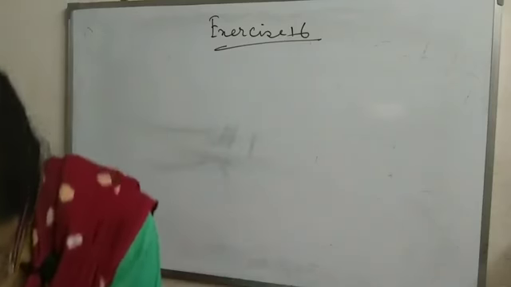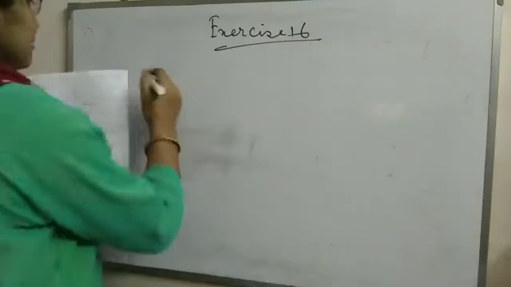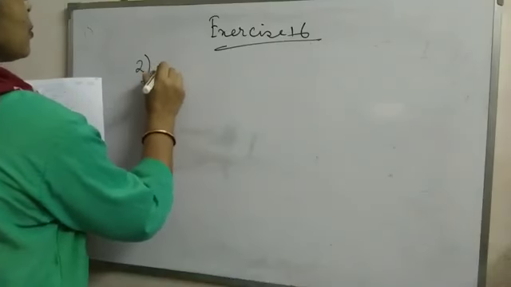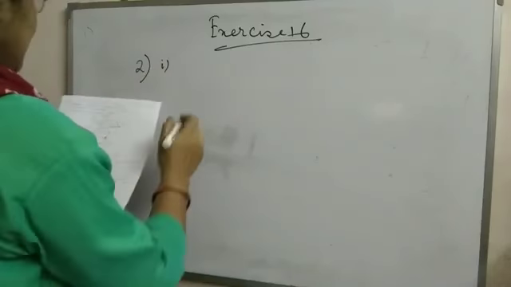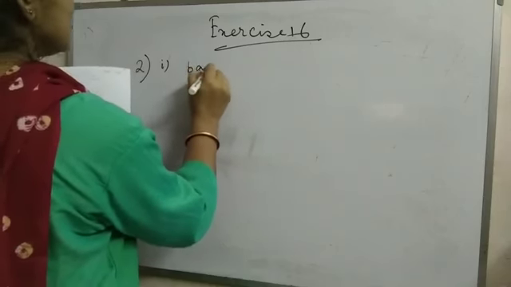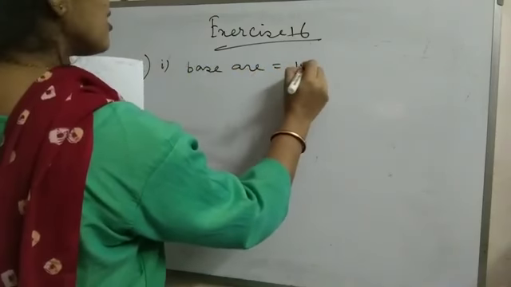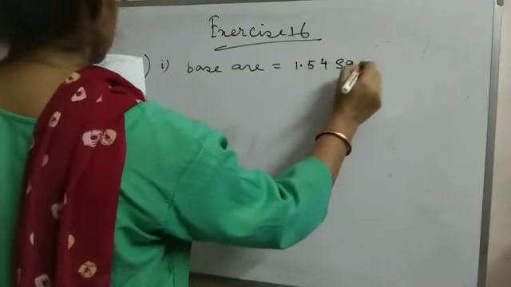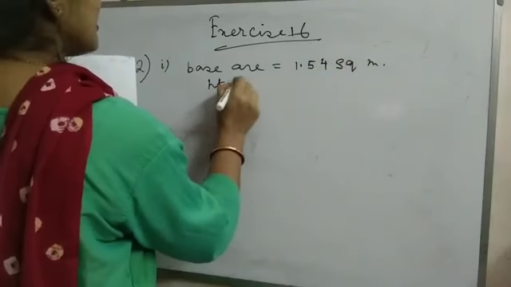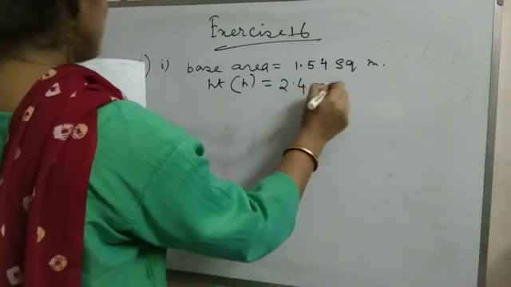First one is base area, sum number 2. First one is base area equal to 1.54 square meter and height h equal to 2.4 meter.